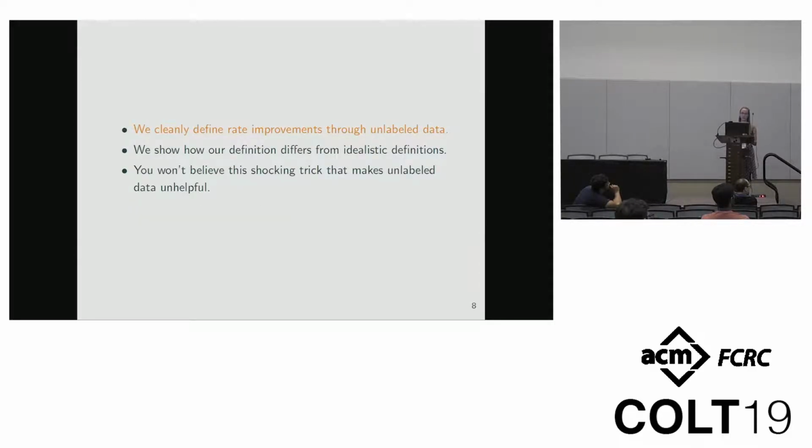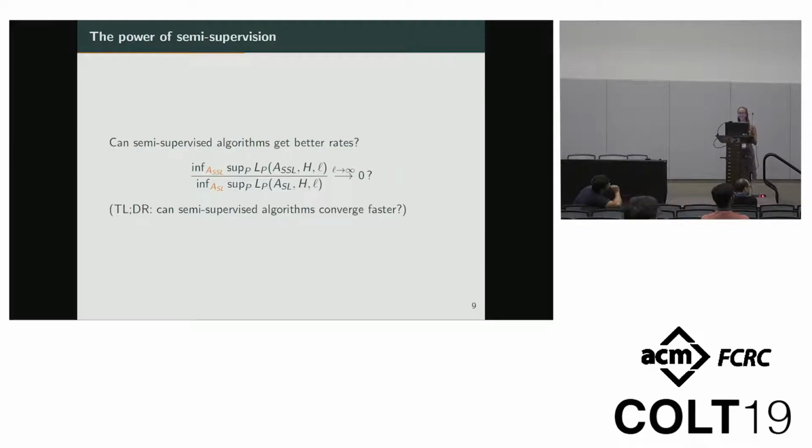Now, let me define what we mean by rate improvements. Rate improvements mean that if we plug in semi-supervised algorithms in this minimax expected excess risk definition, we get faster rates than if we plug in supervised algorithms. So if you don't want to parse all of these contours, just think faster rates. Or the semi-supervised rate is dominated asymptotically by the supervised rate.